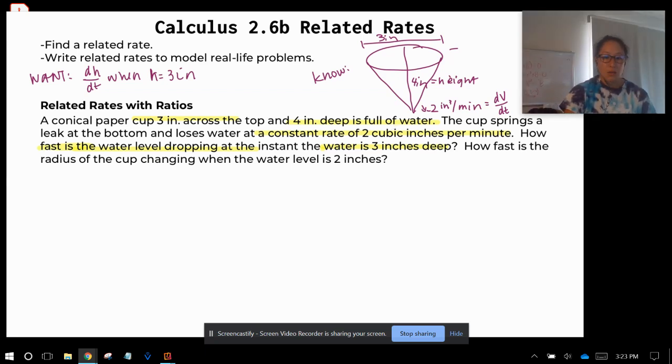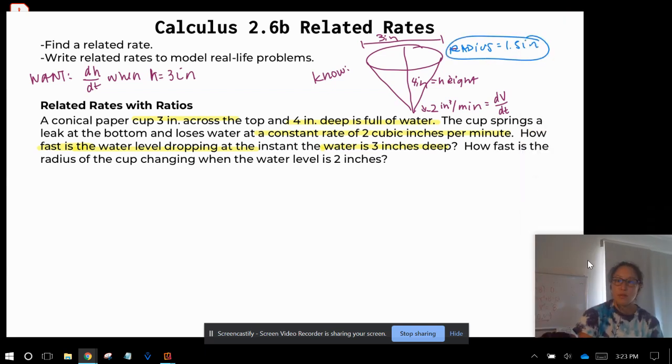All right, check it out. First off, I see that the three is misleading because the radius at the top of the cup is equal to 1.5 inches. It's half of three. So be careful. This says inches under there. Okay, 1.5 inches.